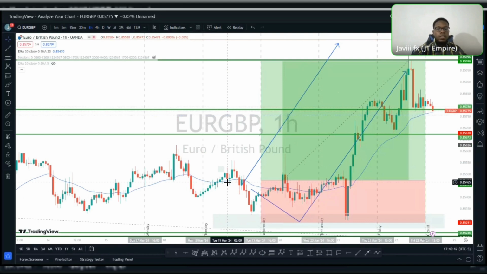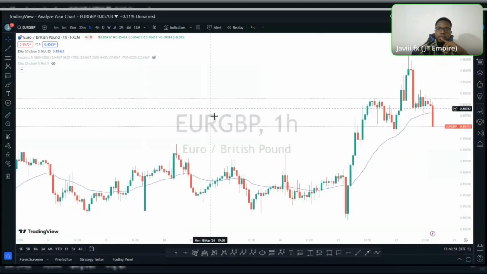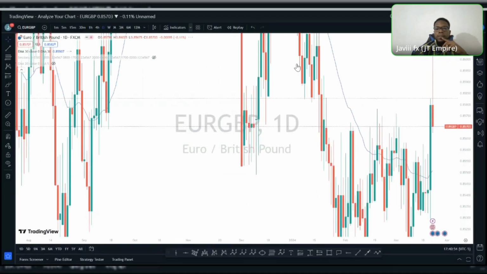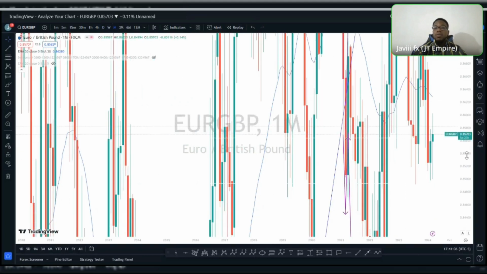But nevertheless, we're going to do a quick run through of what I was looking at on the Euro GBP. I'm going to select a different chart, same Euro GBP, but with a different broker to then analyze it. Firstly, guys, you already know whenever you're doing analysis, if you didn't know as yet, you do a top-down analysis of every market, every chart you're looking at, every currency pair, every asset. You do a top-down analysis.